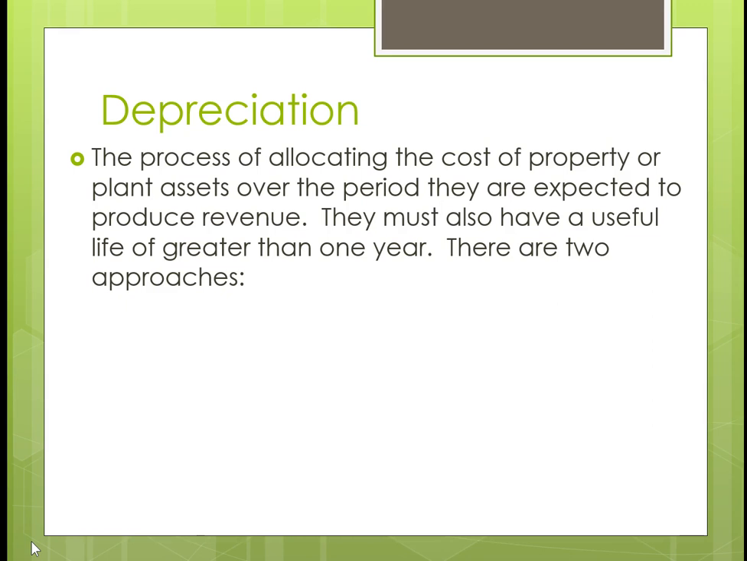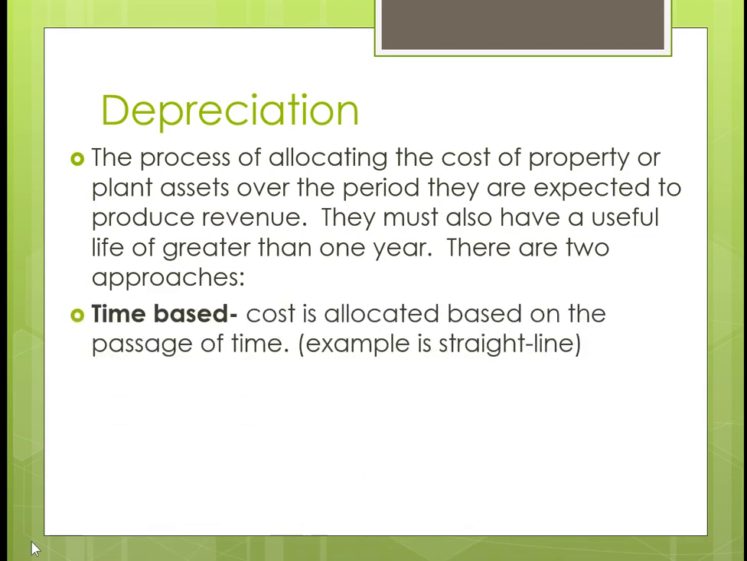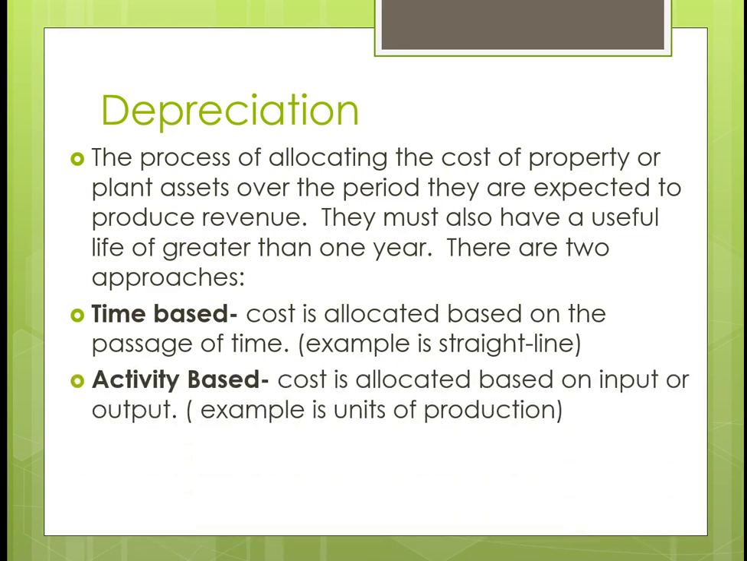This is the process of allocating the cost of property or plant assets over the period they are expected to produce revenue. They must also have a useful life greater than 1 year. That's very important. If they have a useful life of less than a year, then you would expense it. There are two approaches. Time-based. Cost is allocated based on passage of time. The example would be straight line. Or activity-based. An example there would be units of production or units of activity.